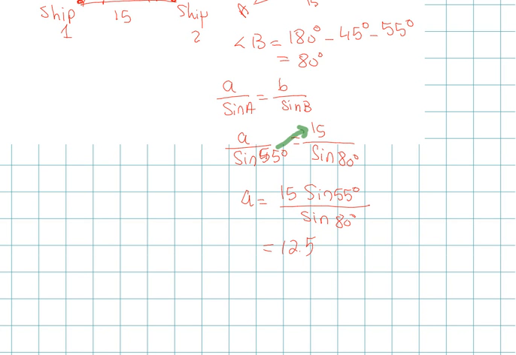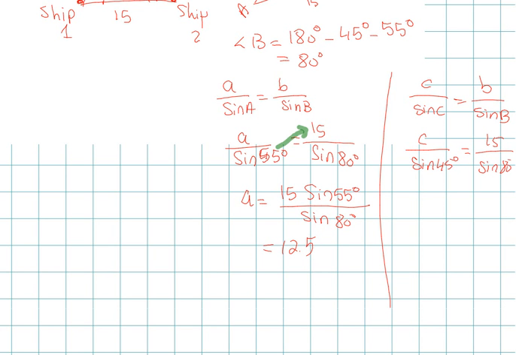And now I can do exactly the same thing, but now I'm looking for side C, right? So I can do C over sine C equals B over sine B. Okay? C over sine 45 equals 15 over sine 80. Cross multiply. And that's going to be 10.8.